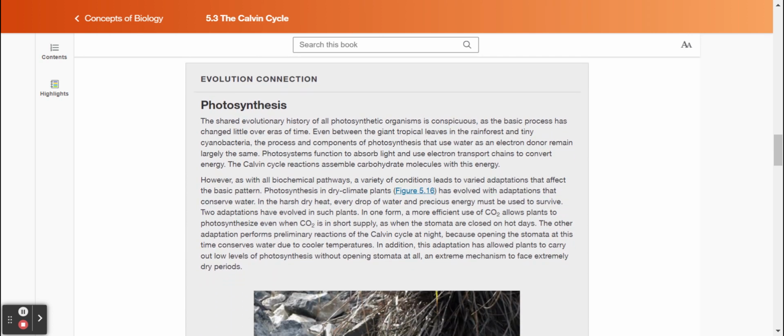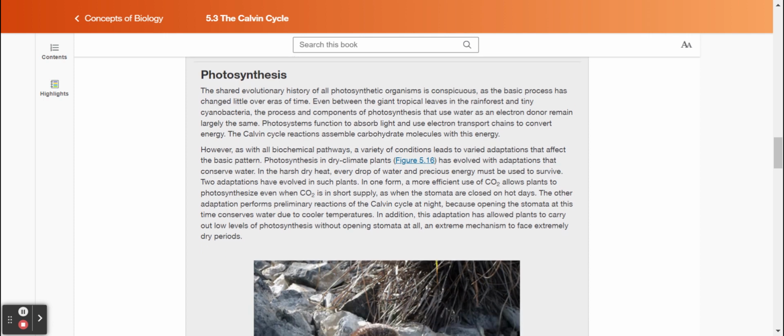Evolution connection. Photosynthesis. The shared evolutionary history of all photosynthetic organisms is conspicuous, as the basic process has changed little over eras of time. Even between the giant tropical leaves in the rainforest and tiny cyanobacteria, the processes and components of photosynthesis that use water as an electron donor remain largely the same. Photosystems function to absorb light and use electron transport chains to convert energy. The Calvin cycle reactions assemble carbohydrate molecules with this energy.